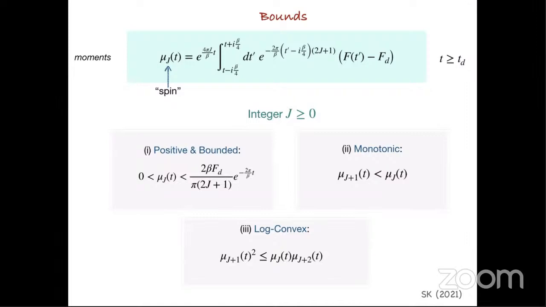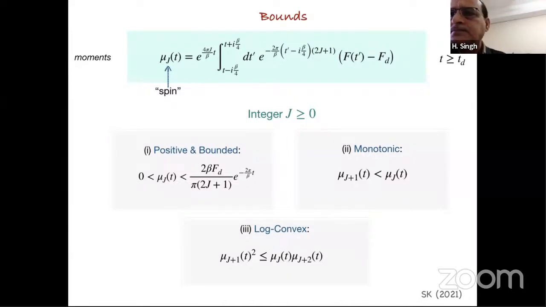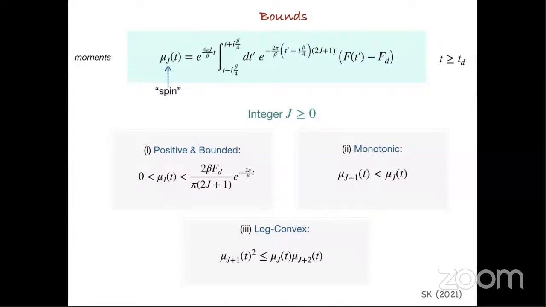Hi, Sandipan. Hi. Thanks for some very interesting results. So I wanted to know, you must have thought about how to generalize it for rotating systems with different left and right temperatures.